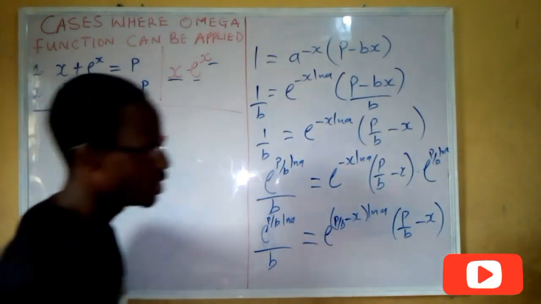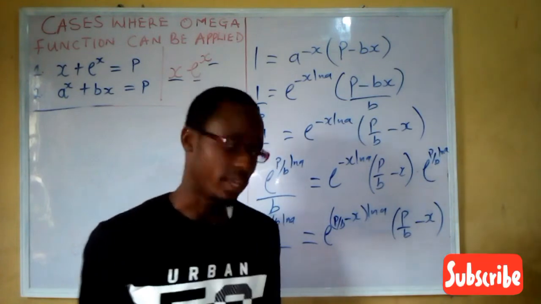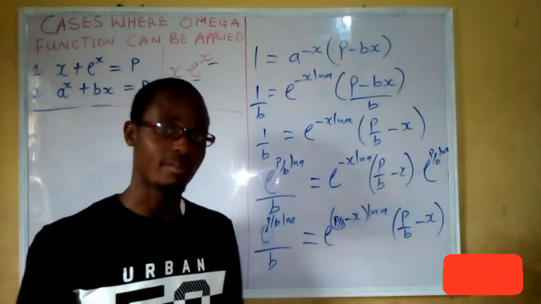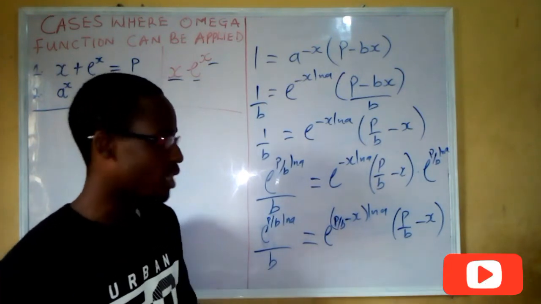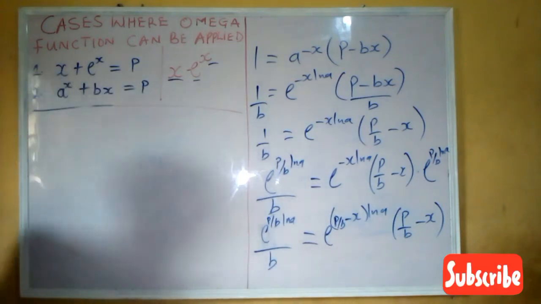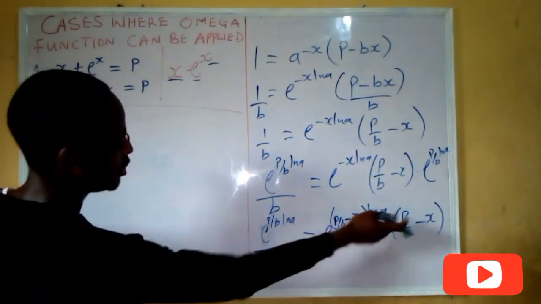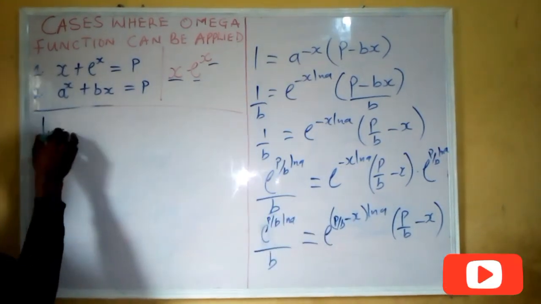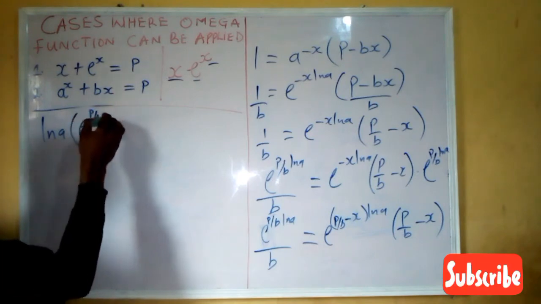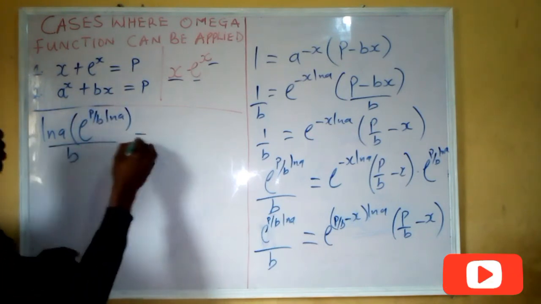So by having this, I have to make sure that the power is the same thing as the base. So it's the same thing as what is at the base, so that I can make use of my Lambert W function. So how do I do that completely? I still need to multiply both sides by ln a. So if I do that, I'm going to have ln a times e raised to the power p all over b, ln a all over b all equals.